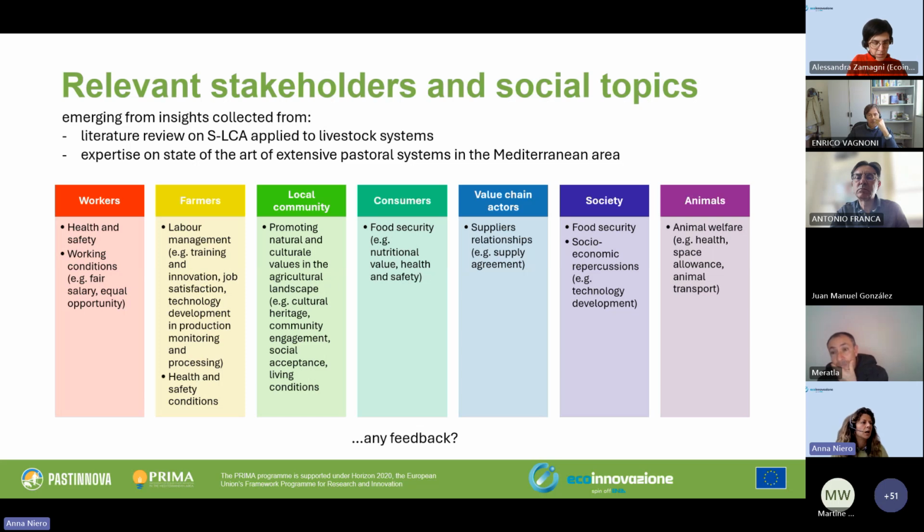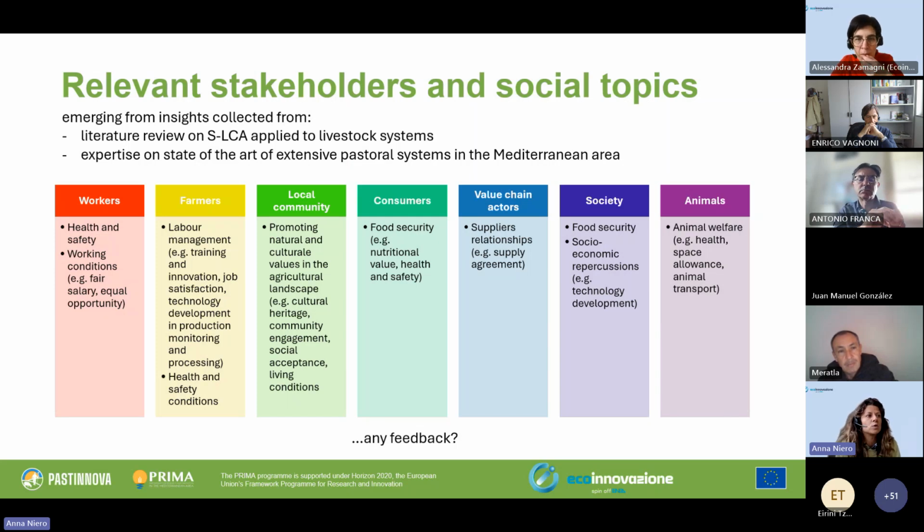This is also something relevant, probably. I don't know if it was already mentioned in the word cloud, since I didn't see anything related to this, but still. Then for the society category, we consider food security and socio-economic repercussions as main social topics.